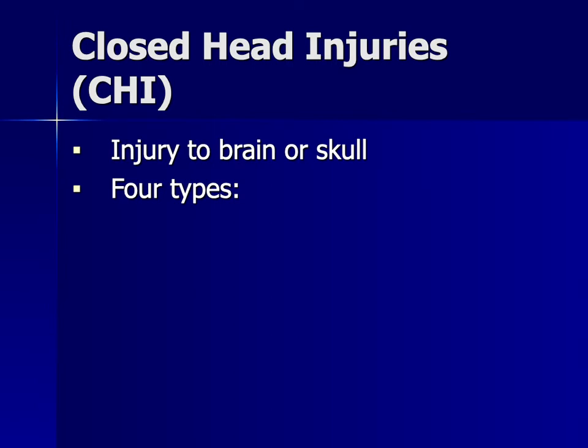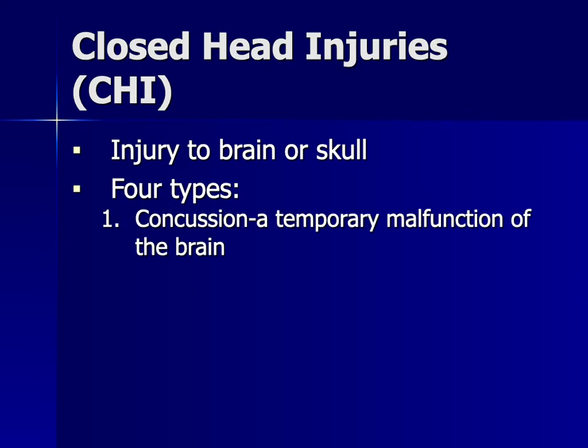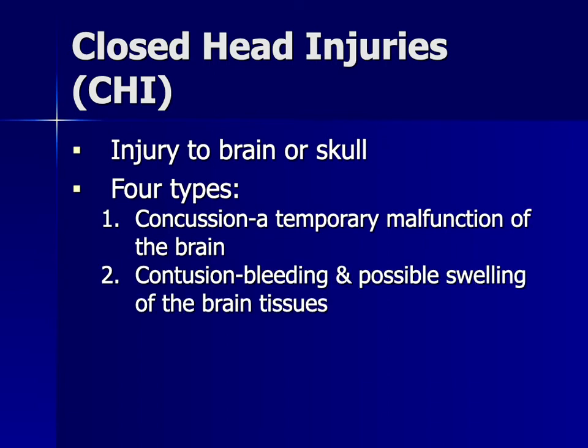Now we're going to switch gears to head injuries, also known as closed head injuries, or CHI. These are injuries to the brain or the skull. Basic 4 types. Concussion. The general definition of a concussion is a temporary malfunction of the brain. We're going to go over most of these injuries in more detail.